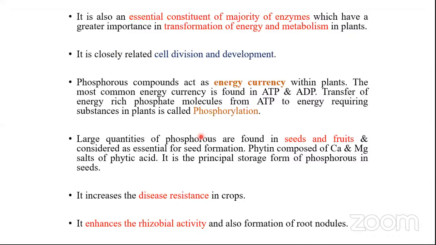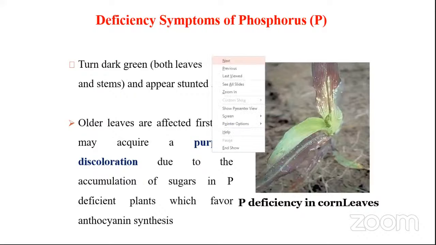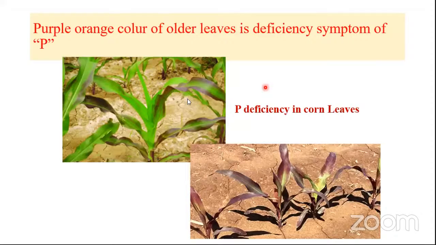Coming to the deficiency symptoms, most of them are very familiar. We can see phosphorus deficiency discoloration in corn crops, and not only in corn, you can see it in sorghum too. Practically we have seen this purple discoloration. These are the images of phosphorus deficiency, students. You can see some purple discoloration.